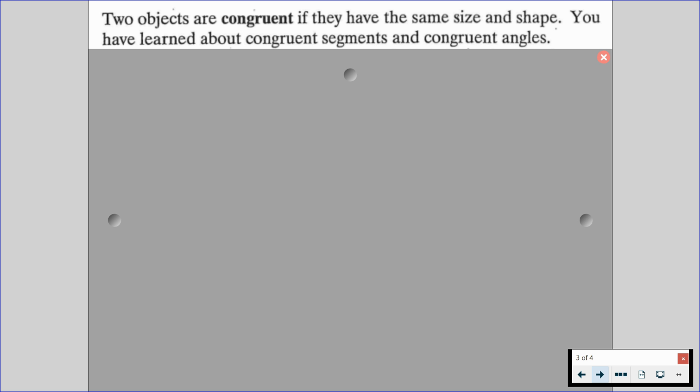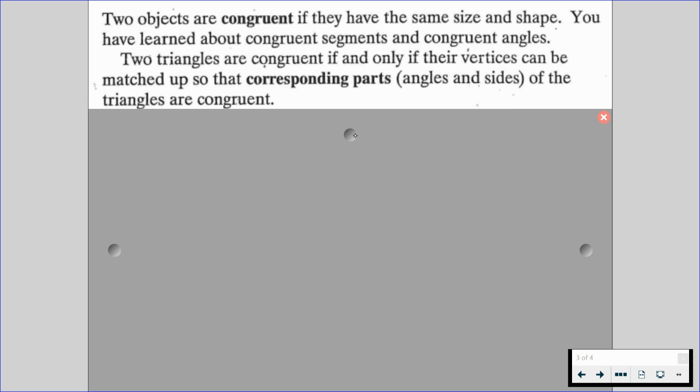Let's begin. So two objects are said to be congruent if they have the same size and shape. We've previously learned about congruent segments and congruent angles. Two triangles are congruent if and only if their vertices can be matched up so that their corresponding parts, their angles and sides, of those triangles are going to be congruent.